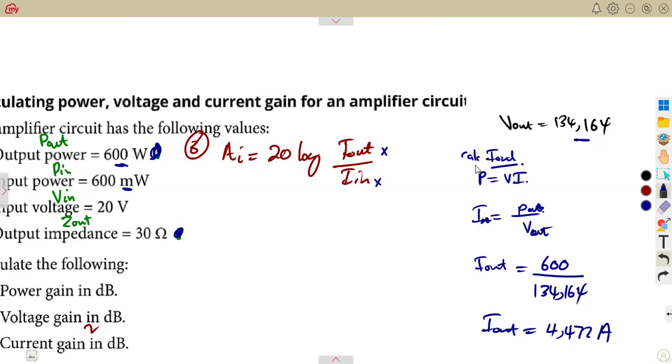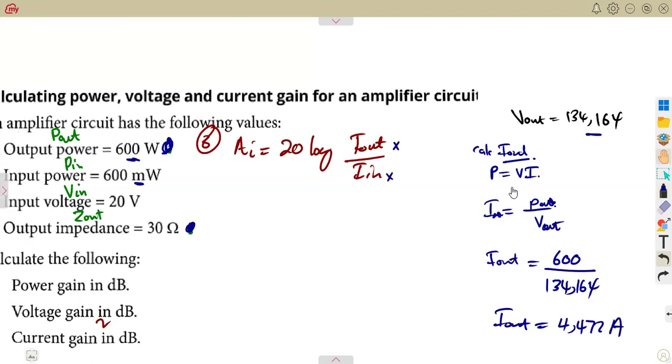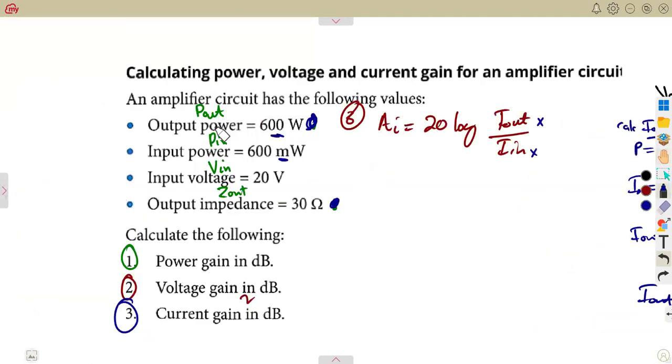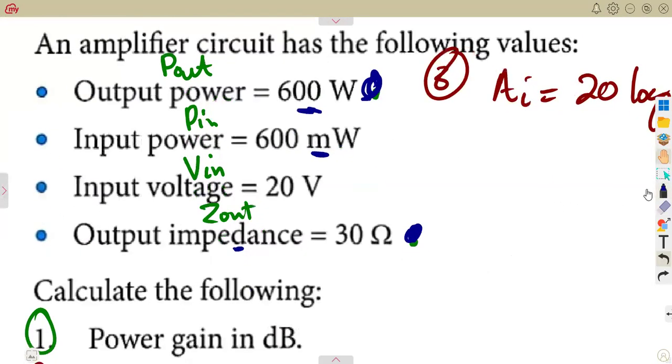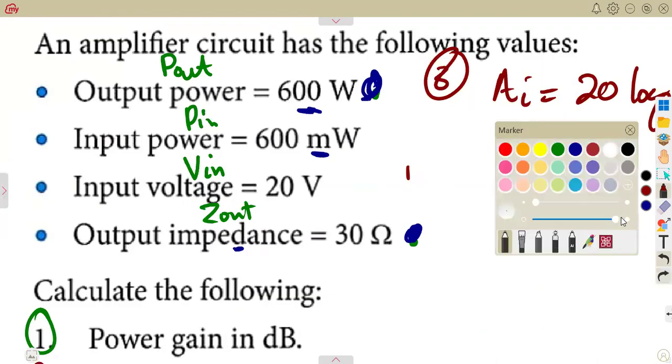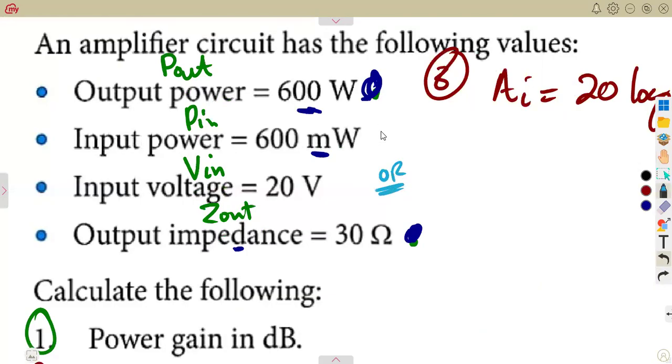We calculated this from the power and voltage. But also remember you have the output power and its output impedance. So you could have calculated this from power and impedance. How do you calculate this? Remember that power is equal to I squared times the resistance, where resistance is our impedance. This is another way that we could have calculated this output current.